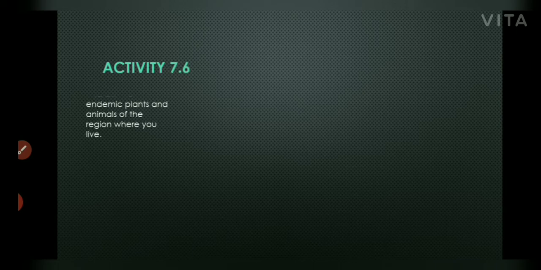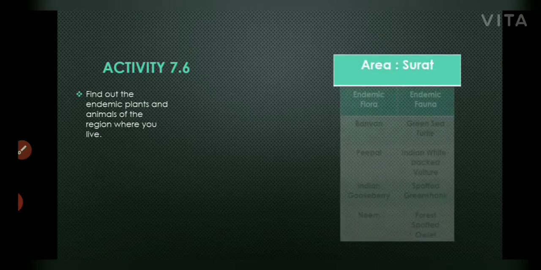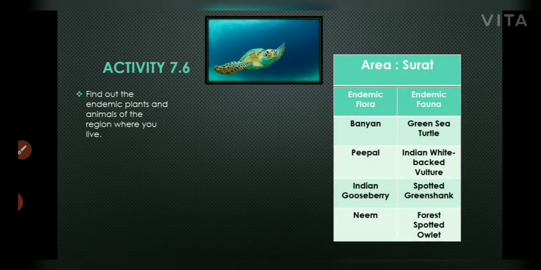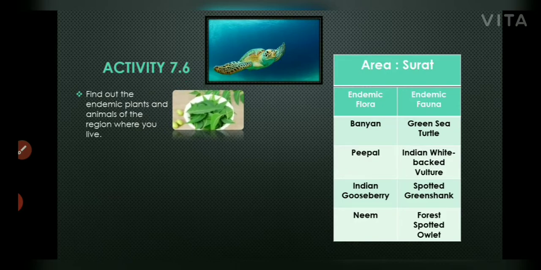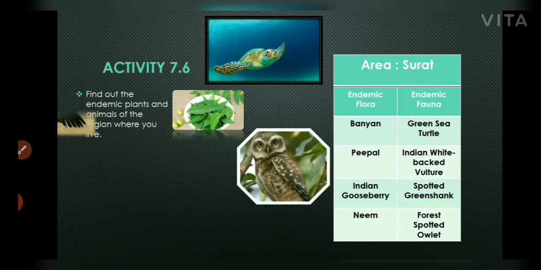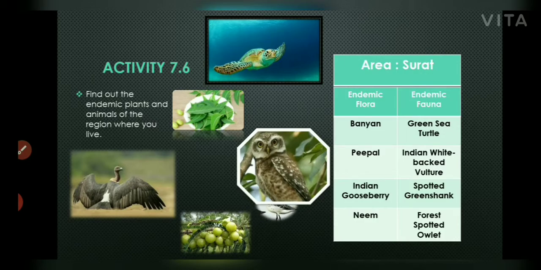Activity 7.6. Find out the endemic plants and animals of the region where you live. So the region is Surat, and here is a chart showing endemic flora and endemic fauna. Endemic flora: banyan, peepal, Indian gooseberry, and neem. Endemic fauna: green sea turtle, white-backed vultures, spotted greenshank, and forest owlet.